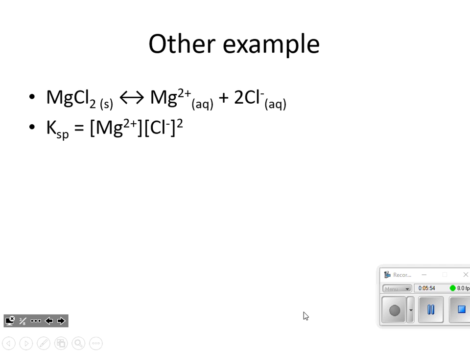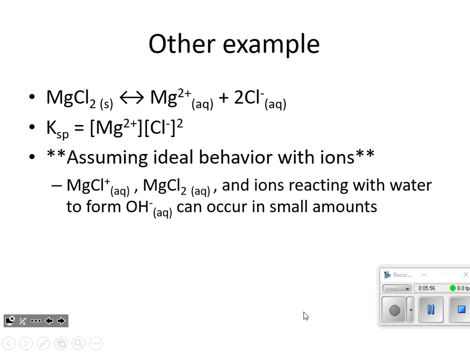One thing I have on the slide that I'd like to mention, but I don't think you need to write down, is this expression assumes that ions behave ideally. And what I mean by that is if I have magnesium +2 and chloride ions floating around in solution, there is a chance, although low, that sometimes some of those ions can pair up. So you can make an MgCl+1 ion.